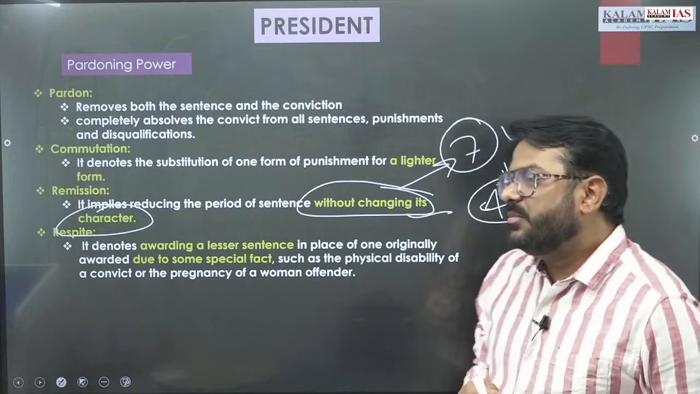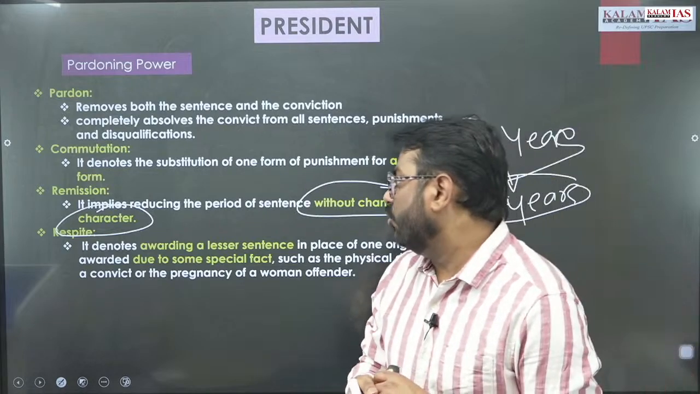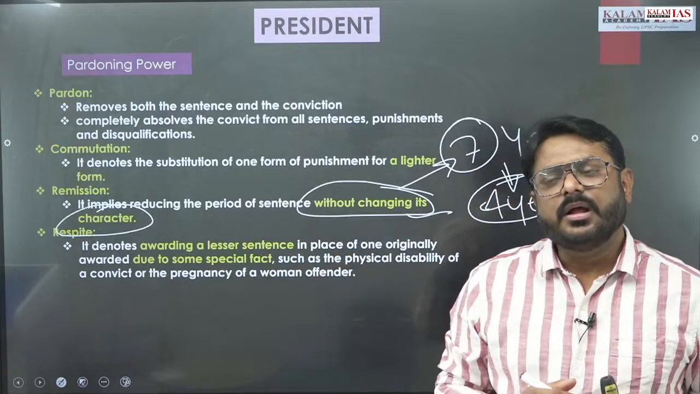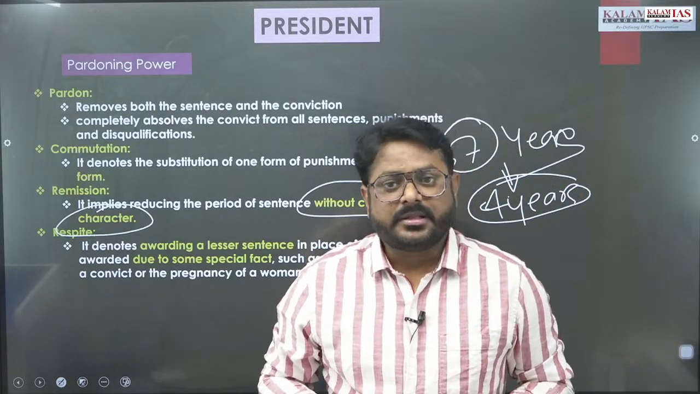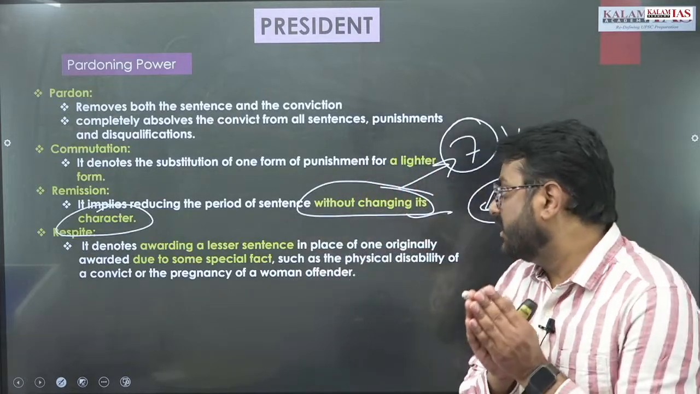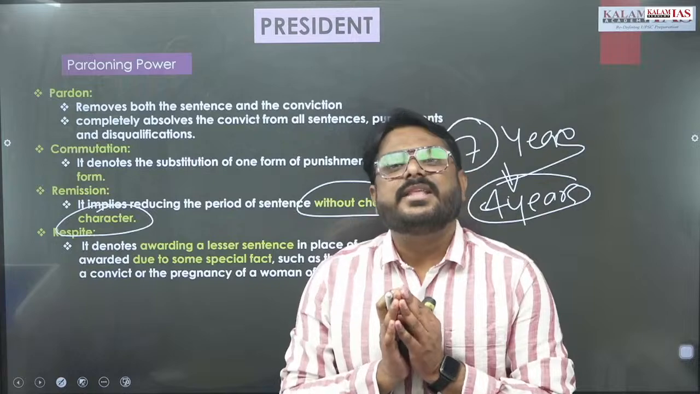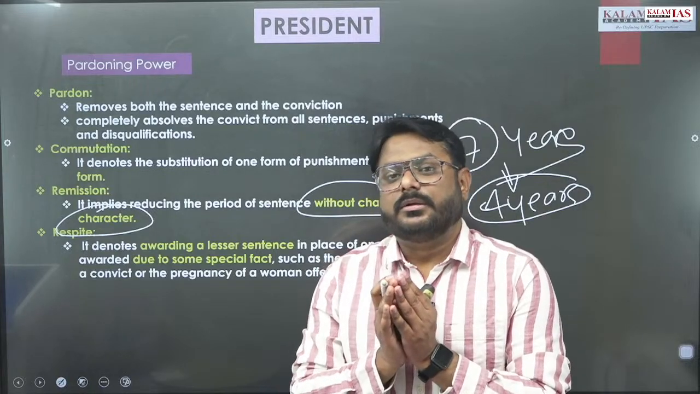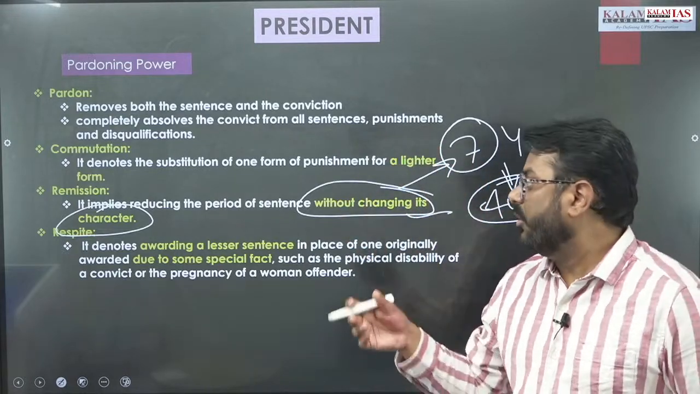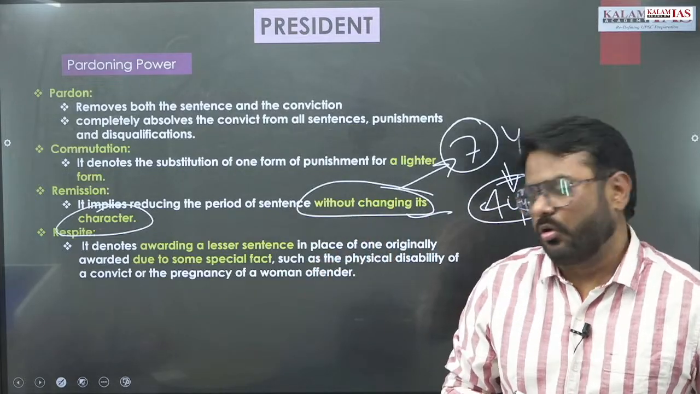Respite denotes awarding a lesser sentence in place of the one originally awarded due to some special acts, right? In this case also there will be a lesser sentence, but this is not for everyone. This is only for certain kinds of people, for example, the physically disabled and pregnant women, right? Such people cannot serve a very rigorous punishment, therefore a lesser form of sentence will be provided to them on humanitarian grounds. So that will be respite.